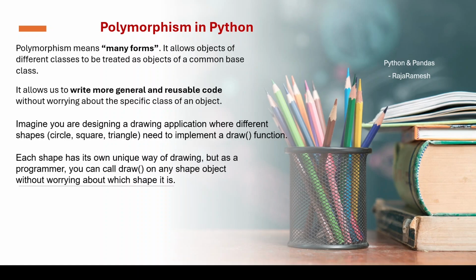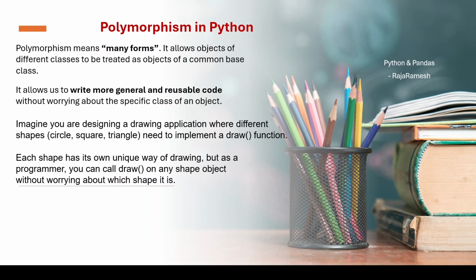And polymorphism is a fundamental concept in programming that allows entities like functions, methods, or operators to behave differently based on the type of data they are handling. Polymorphism allows us to write more general and reusable code without worrying about the specific class of an object.